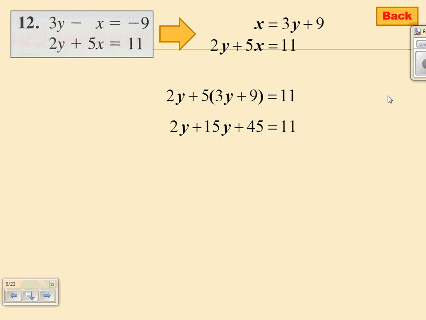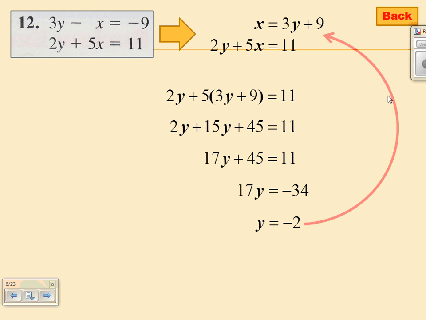Add like terms. Subtract both sides by 45. Then get y by itself by dividing both sides by 17. So y is equal to negative 2. I then plug in negative 2 to the top equation. I get x is equal to 3. In coordinate form, the answer will then be 3, negative 2.